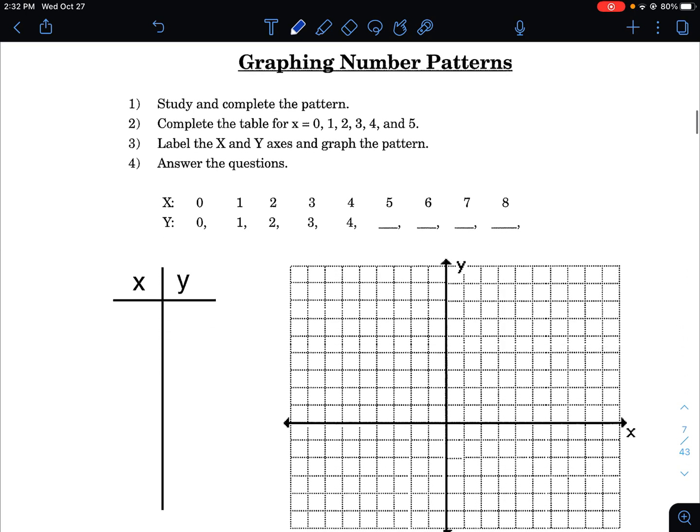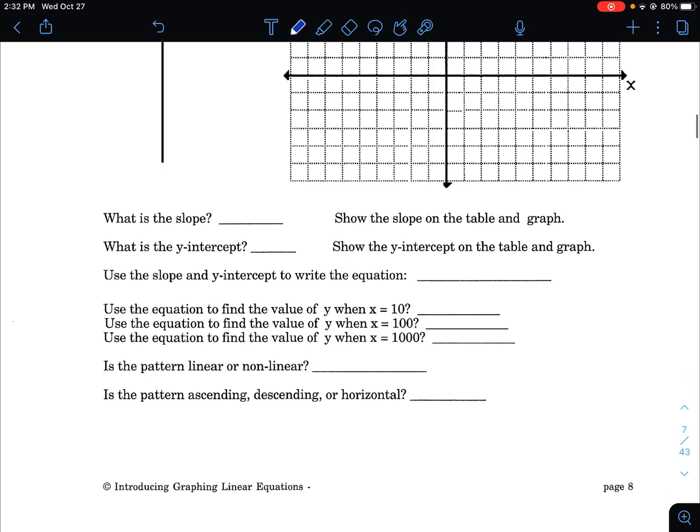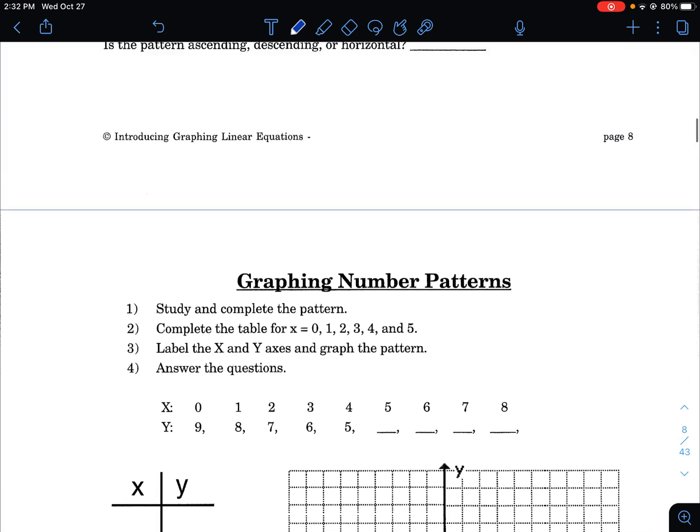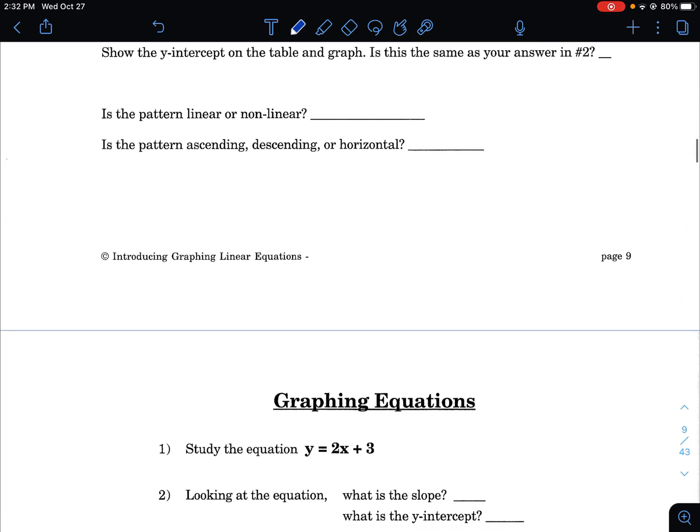Actually, let's do one more. Wait a minute. Well, we'll get to it later, actually.